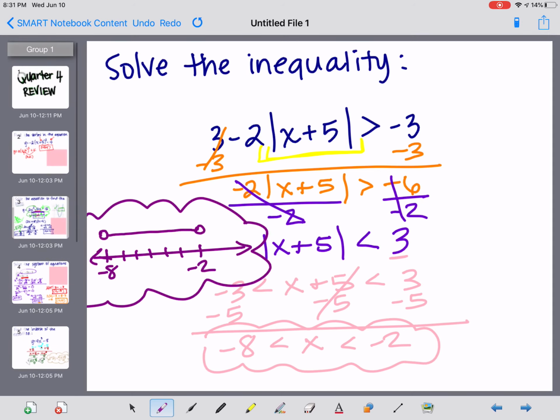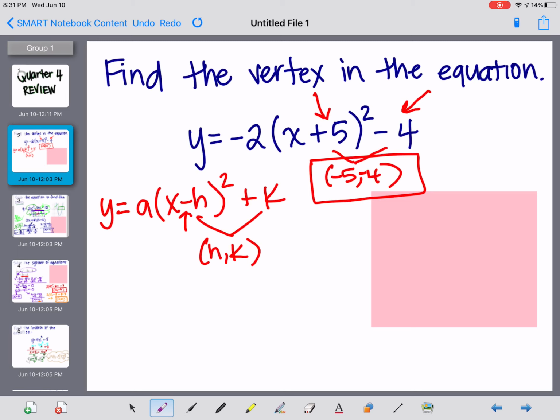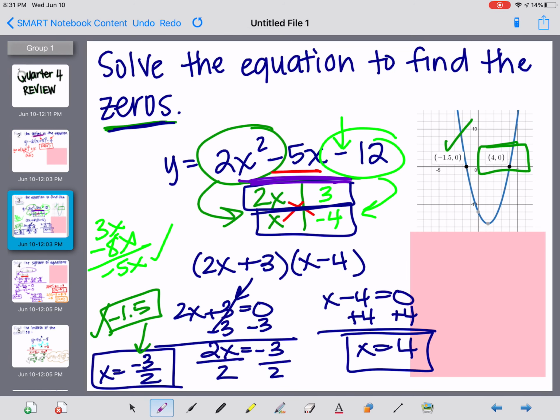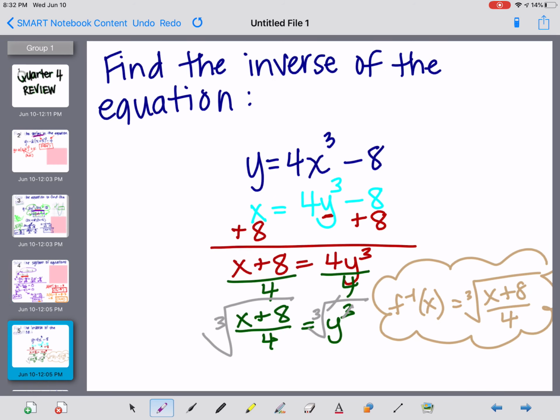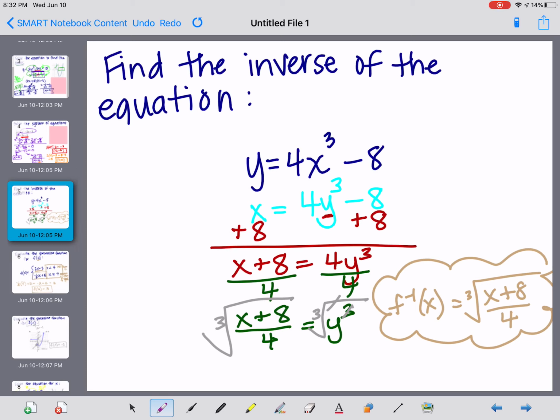Okay, I'll do a real quick slide through each of them again. You need to know how to find the vertex from a quadratic equation. You need to be able to find the zeros by factoring using your T-chart. You need to be able to solve the system of equations that's quadratic and linear, so set them equal to each other and factor. You need to be able to find the inverse of an equation, so switching x and y and then solving it.